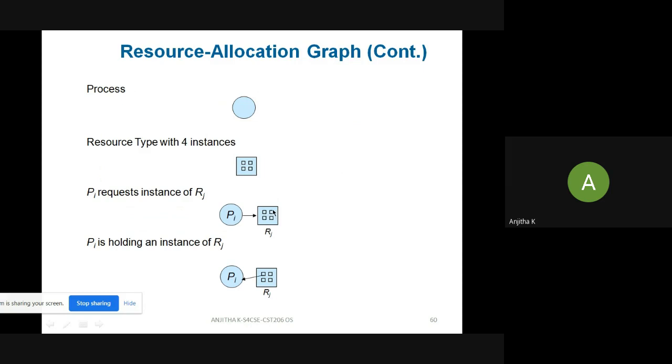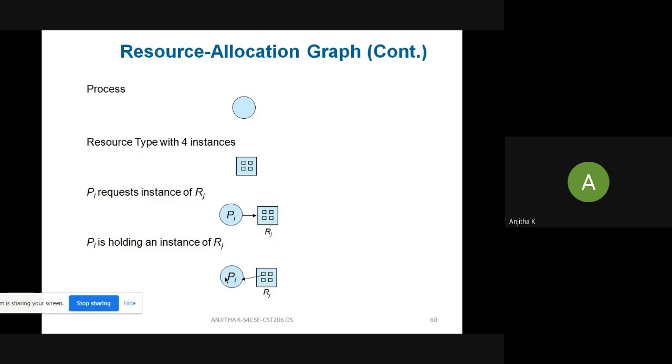Rj, suppose it is a printer, there are 4 printers. So the process Pi is requesting 1 printer or 2 printers. Okay, that will be stated in the question. Okay, then Pi is holding an instance of Rj. This is the assignment. Look, the error comes if you draw it the other way around. That is, in the resource Rj there are 4 instances, and from that 1 instance is held by process Pi. Okay, this is the representation.